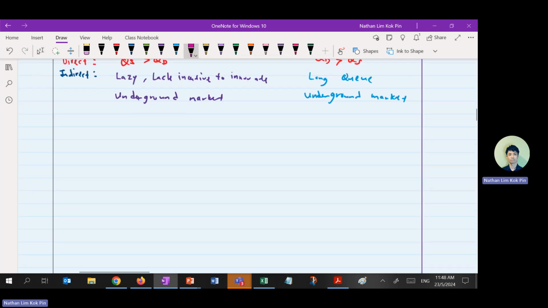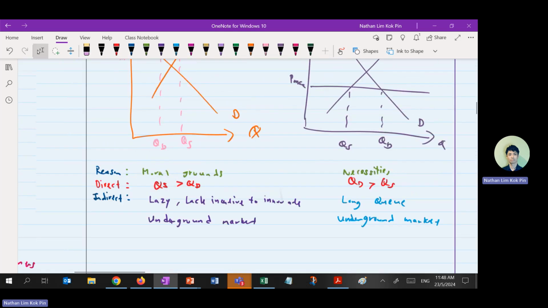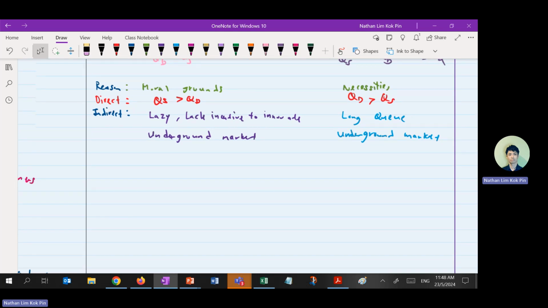So the solution is no longer for moral grounds and for necessities. The solution is for the direct effect. Solution for direct effect is in here. We should, because there is a surplus in here.